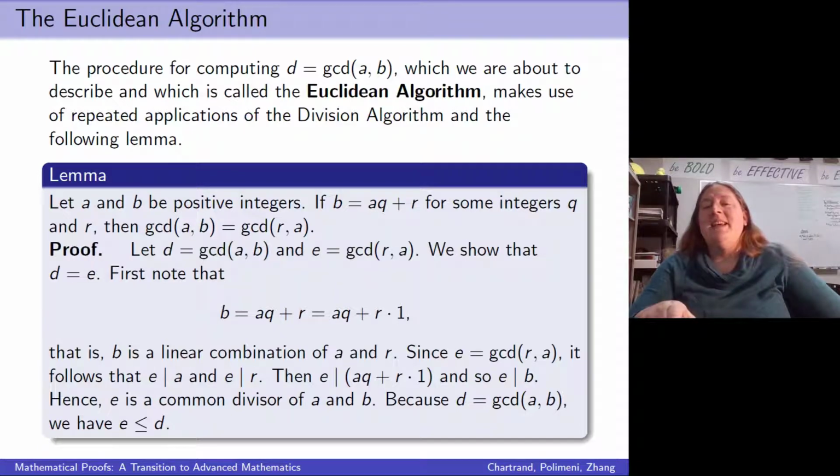Well, since e is the GCD of a and r, that means that e divides a and e divides r, and e divides the linear combination, which means e also divides b. So that means that e is a common divisor of a and b. But because d is the GCD of a and b, that means that e is less than or equal to d.